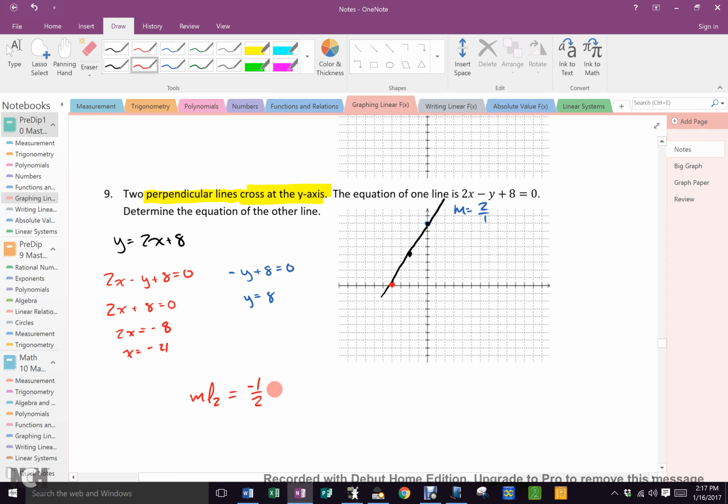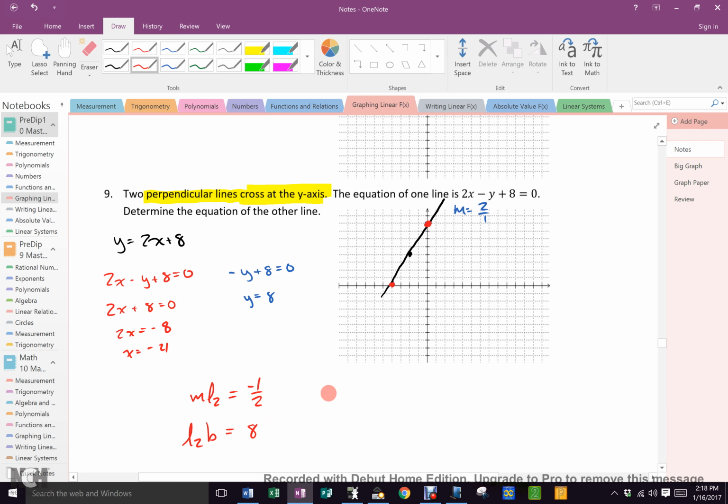Do I know anything else about this second line? Two perpendicular lines cross at the y-axis. What does cross mean? They're going to bump into each other. Where? At the y-axis. Where's the only place that this line crosses the y-axis? Right here, yeah? So where does the other line have to cross the y-axis? Right there. So do I have a y-intercept? So what is line 2's y-intercept? 8. So do I have a slope and an intercept now?